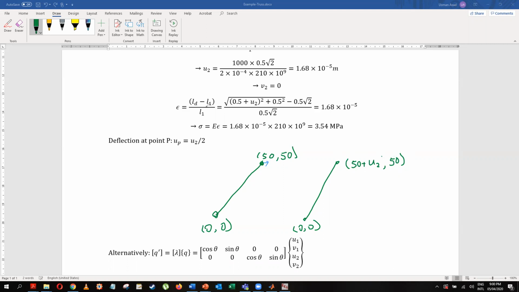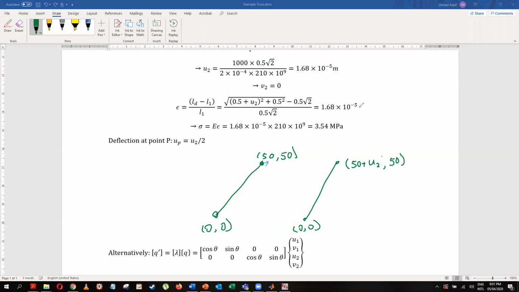So by definition, the strain is the change in length divided by the original length. So the change in length is going to be the length of the deformed element minus the original length, divided by the original length. So the length of the deformed element is going to be the square root of (0.5 plus u2) square plus 0.5 square, right? और उसके बाद we have to subtract the original length and then divide by the original length. Okay, so this is what comes out, the value of the strain.